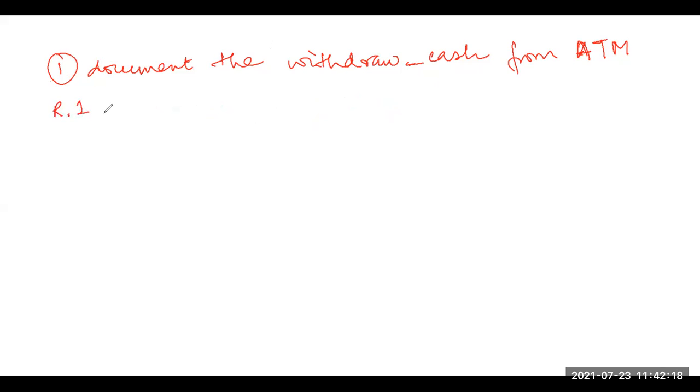So the first requirement is, our first high level function is withdraw cash. Right? And here I need to put some description.